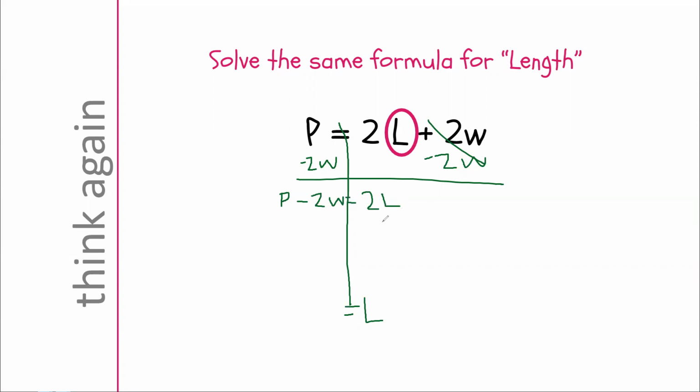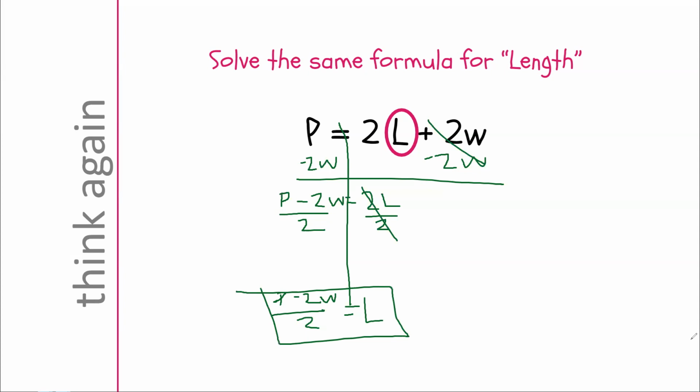Next, we have to get L by itself. That 2 is still being held on to that L by multiplication, so we're going to have to do division on both sides. We're dividing both sides by 2 to get rid of that. I can't do any division there, so that's just going to be my final answer: P minus 2W, divided by 2. And that's it.